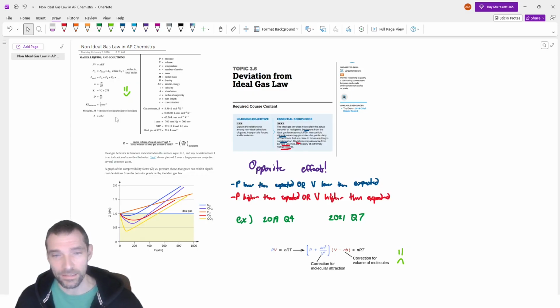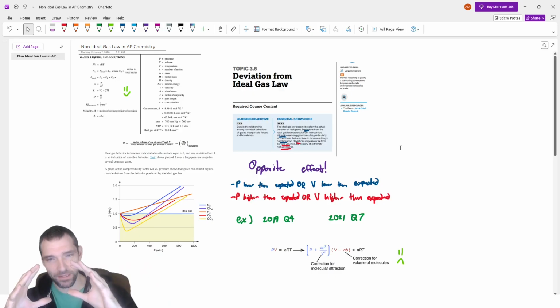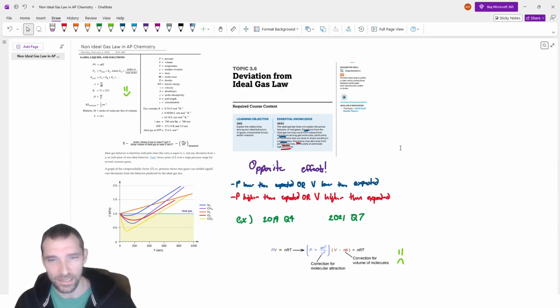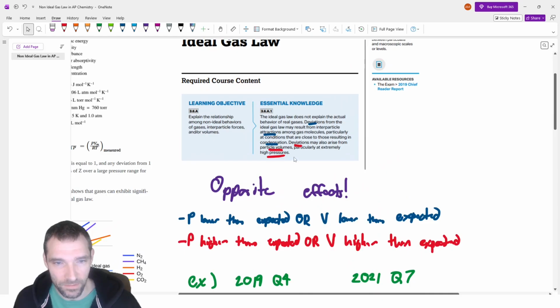The main thing is that these have opposite effects. So the attractive force of the molecules on each other has one effect, whereas the molecules actually taking up some space, meaning there's less space for movement, has a different effect. So we've summarized those right here. The attractive forces cause these deviations where pressure is lower or volume is lower, and the one with the particle volume causes pressure to be higher or the volume to be higher.